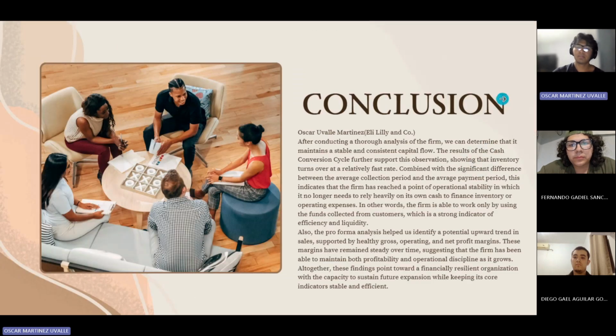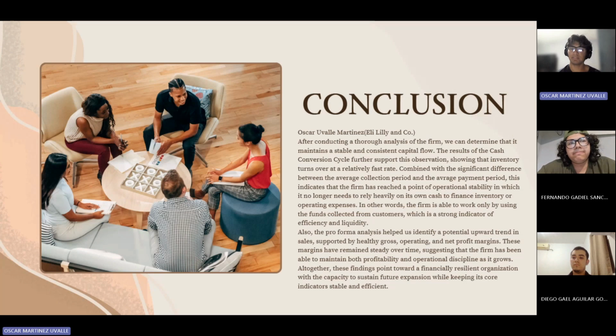Lastly, my conclusion on Eli Lilly & Co.: I could say that through this analysis of the firm, we can determine that it maintains a stable and consistent capital flow, and the results of the cash conversion cycle support this observation, showing that the inventory turnover has a relatively fast rate.